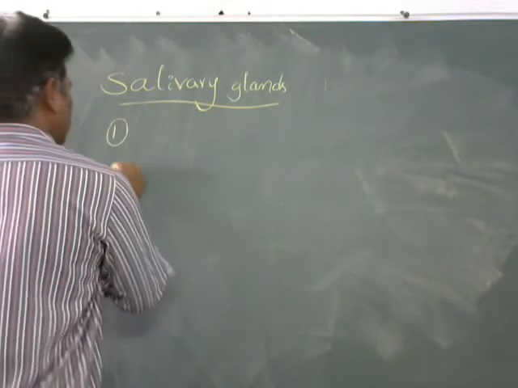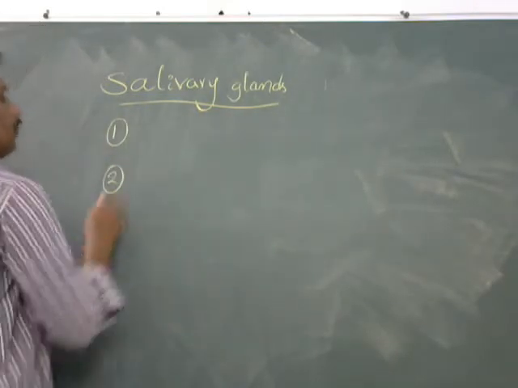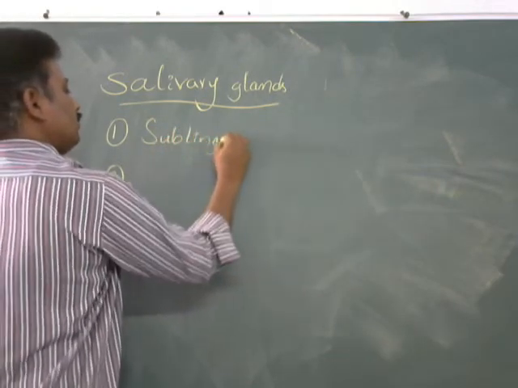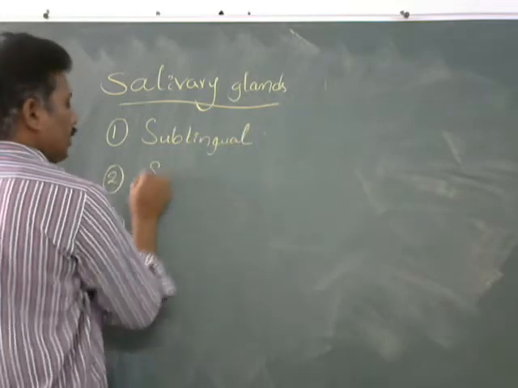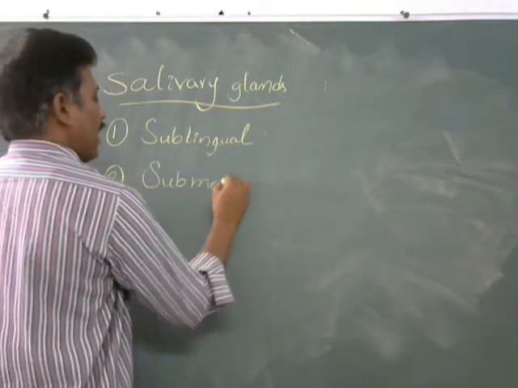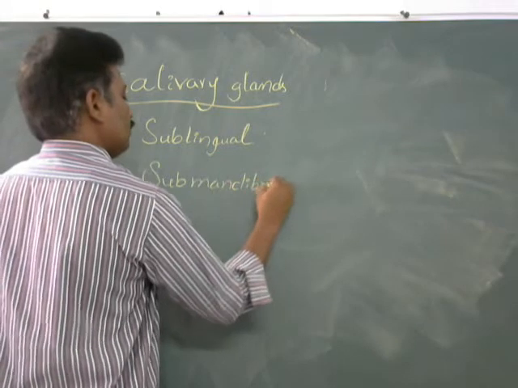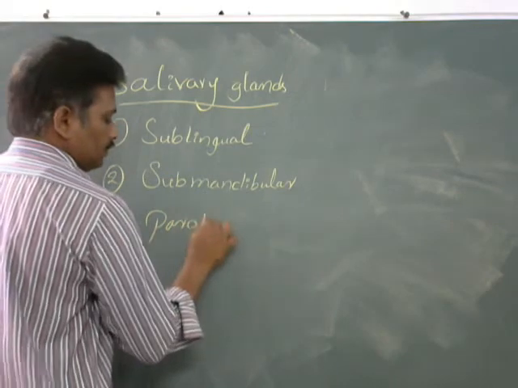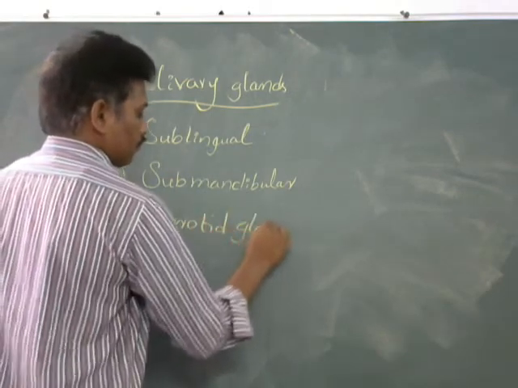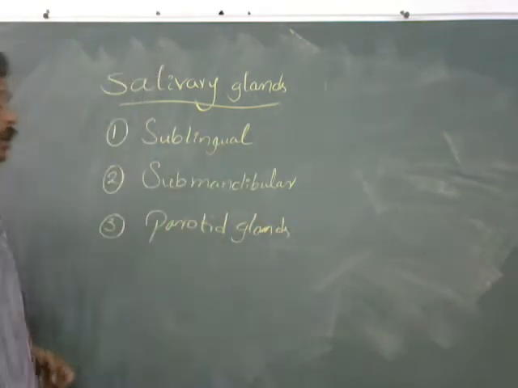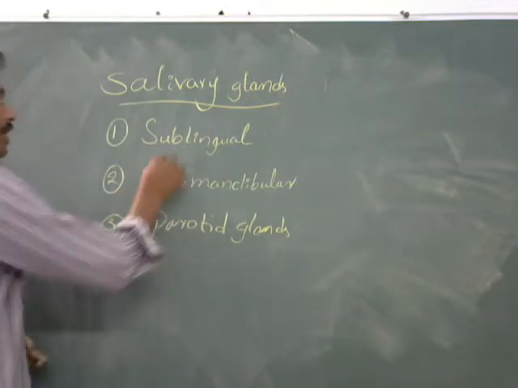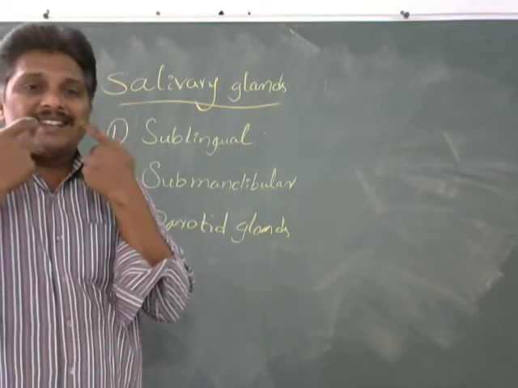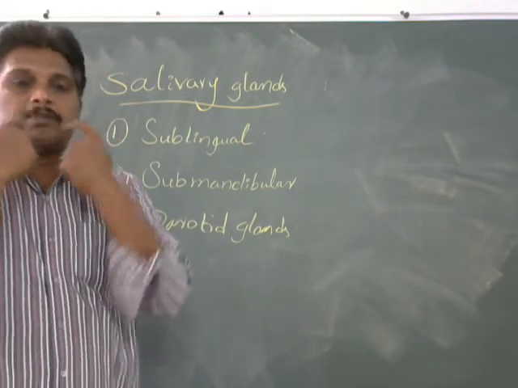Three pairs. One is sublingual glands. Next, submandibular glands and parotid glands. Each one is a pair. Sublingual and submandibular glands are present at the floor of the tongue, just below the tongue.